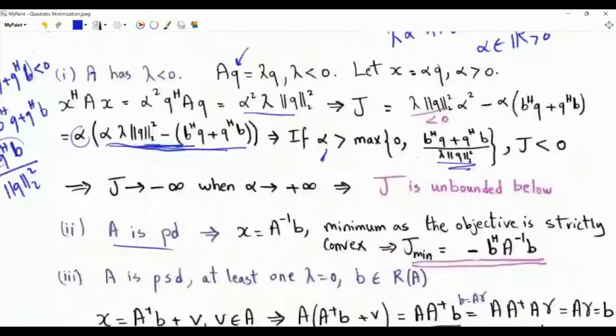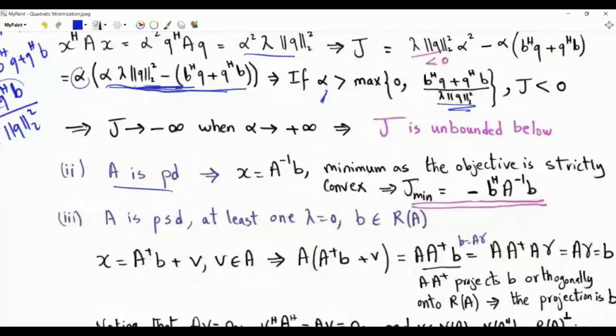Okay, and we can take this X and put it back in the objective function to get the minimum value of big J. It will be minus B Hermitian A inverse B. So this is the case in which all the eigenvalues are strictly positive.